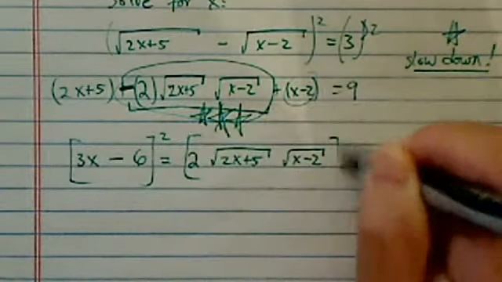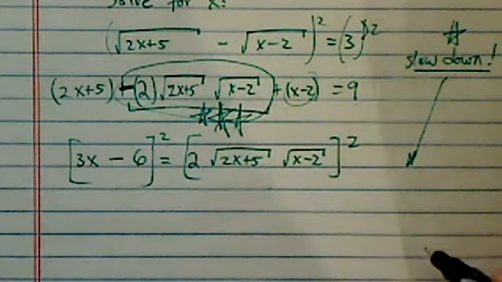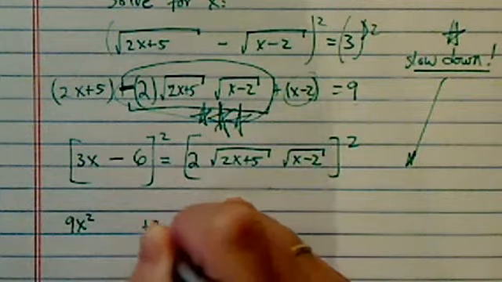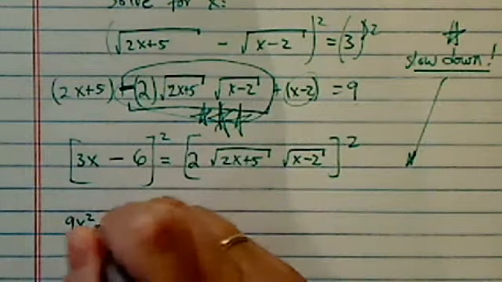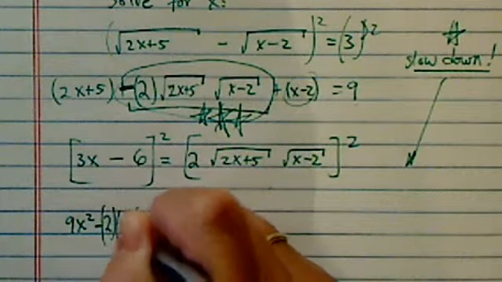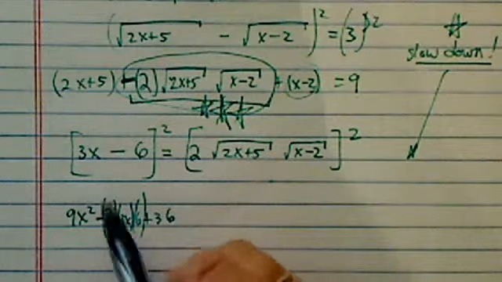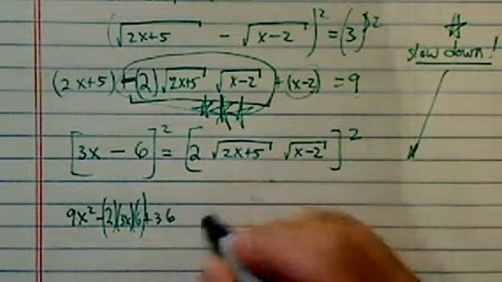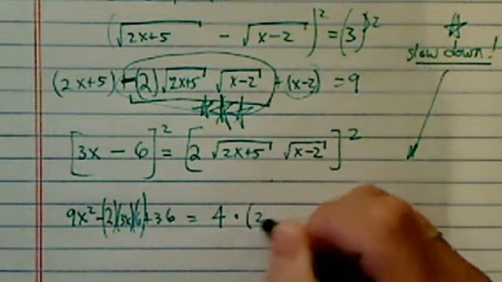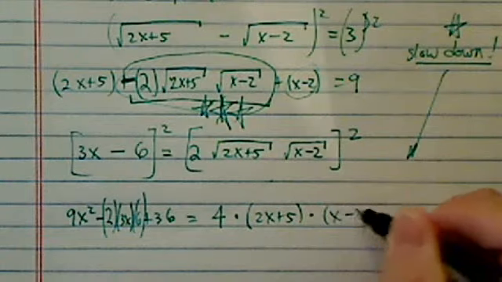This is where it gets kind of tedious. Okay, that's why I ask you to write it slow down. Okay, now over here I have a 9x squared, again, plus 36. Cross term is minus 2 times 3x times 6. I run out of room here a little bit. So it's minus 2 first term times second term, which is equal to 4 times this term, which is 2x plus 5 because it's squared, times x minus 2.